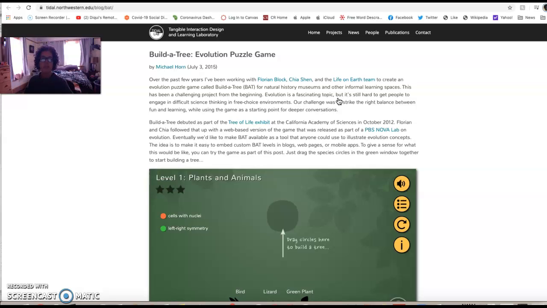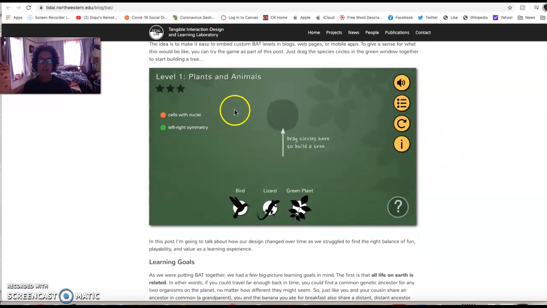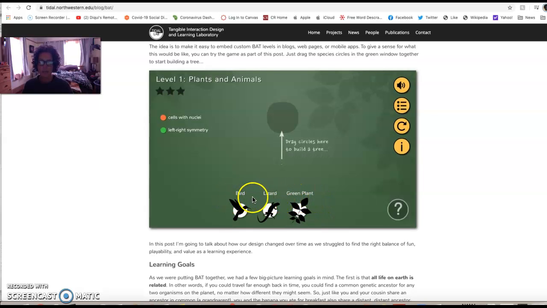And so this build a tree evolution game is relatively challenging, but it does show you how to build a picture based on evolutionary relationships. So for the first one here, the characteristics we're looking at to separate out the organisms are cells that have a nucleus and whether they have left-right symmetry. As we look down here, we have a bird, a lizard, and a plant. All of these organisms have a nucleus. They're all eukaryotic, plant cells and animal cells. And then left-right symmetry means they're exactly the same on the left and the right-hand side.